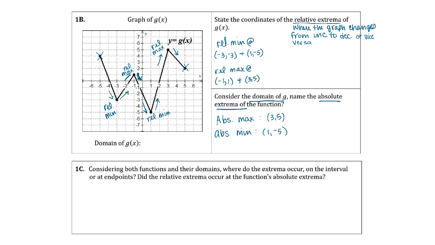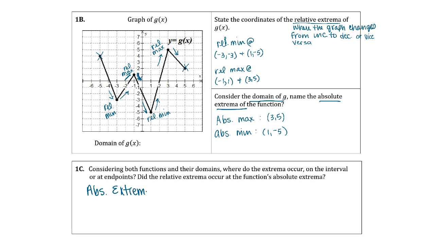Now looking at 1C, this is asking us to look at both of the previous functions and their domains, and we need to decide where extrema can occur. Is it going to be on the intervals or at endpoints? And then talk about our relative extrema. Now, this is where we can do a good example of the difference in an absolute extrema. So that's going to talk about both the absolute min and max.